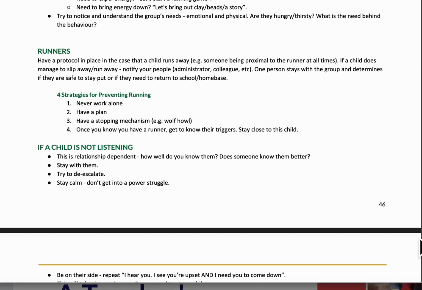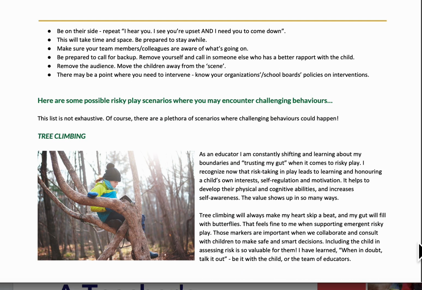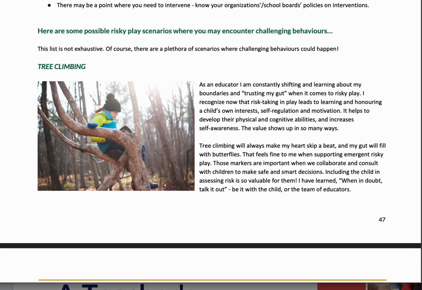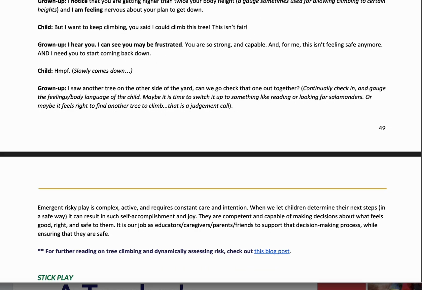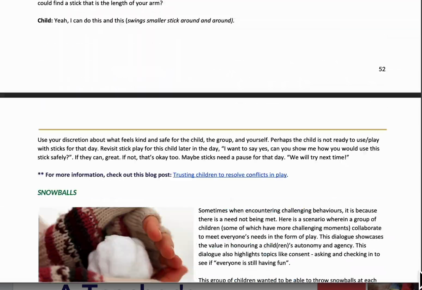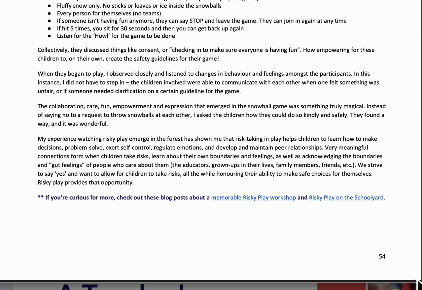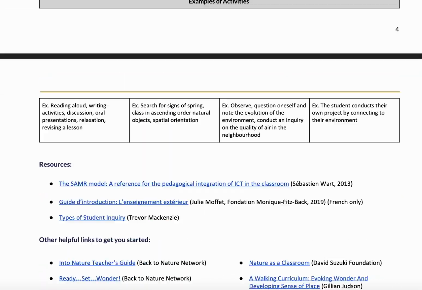These are situations that are very real, and I want to make sure you highlight those. Then there are some scenarios that you want to think about. I did do a lot of tree climbing with my kids. I didn't go up in the tree with them, but I did allow tree climbing in Waldorf schools, especially. That's not only permitted, it's encouraged. So here are some things about that specific area. Stick play, another specific area. Snowballs. I don't know if we'll have snow in Kentucky. It makes me very sad because of climate change, but maybe one day.